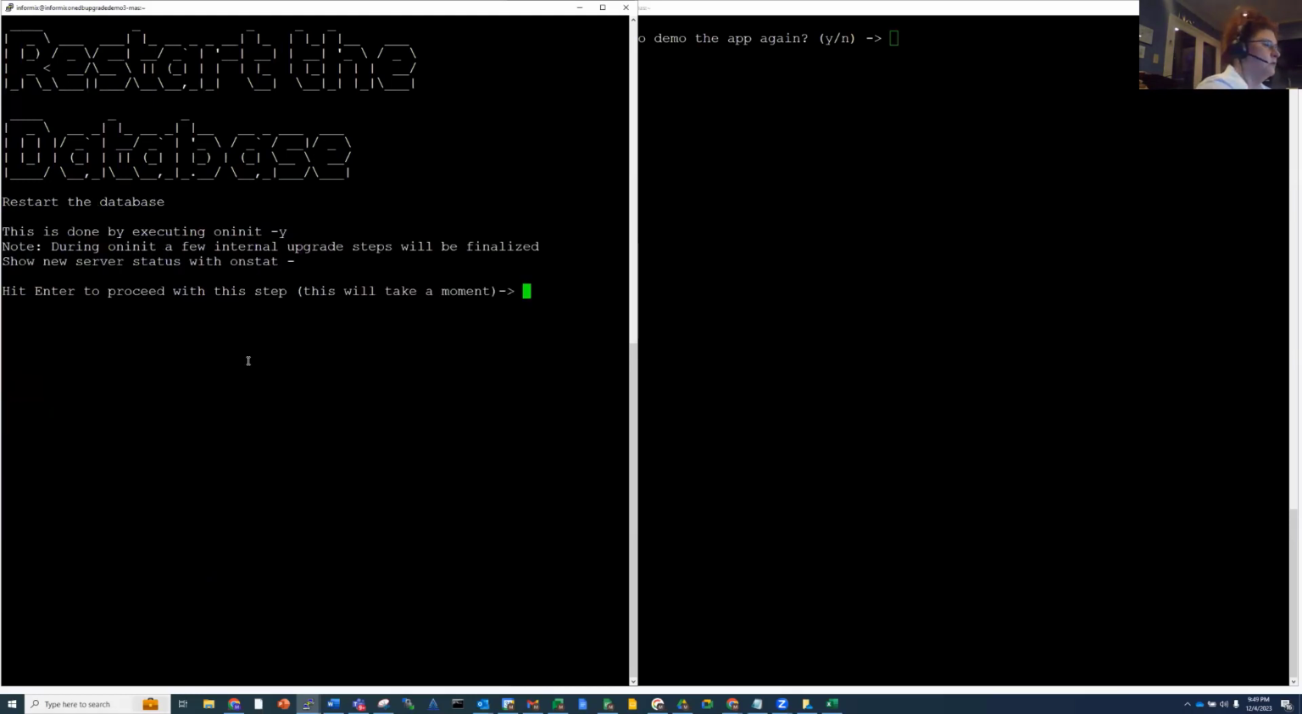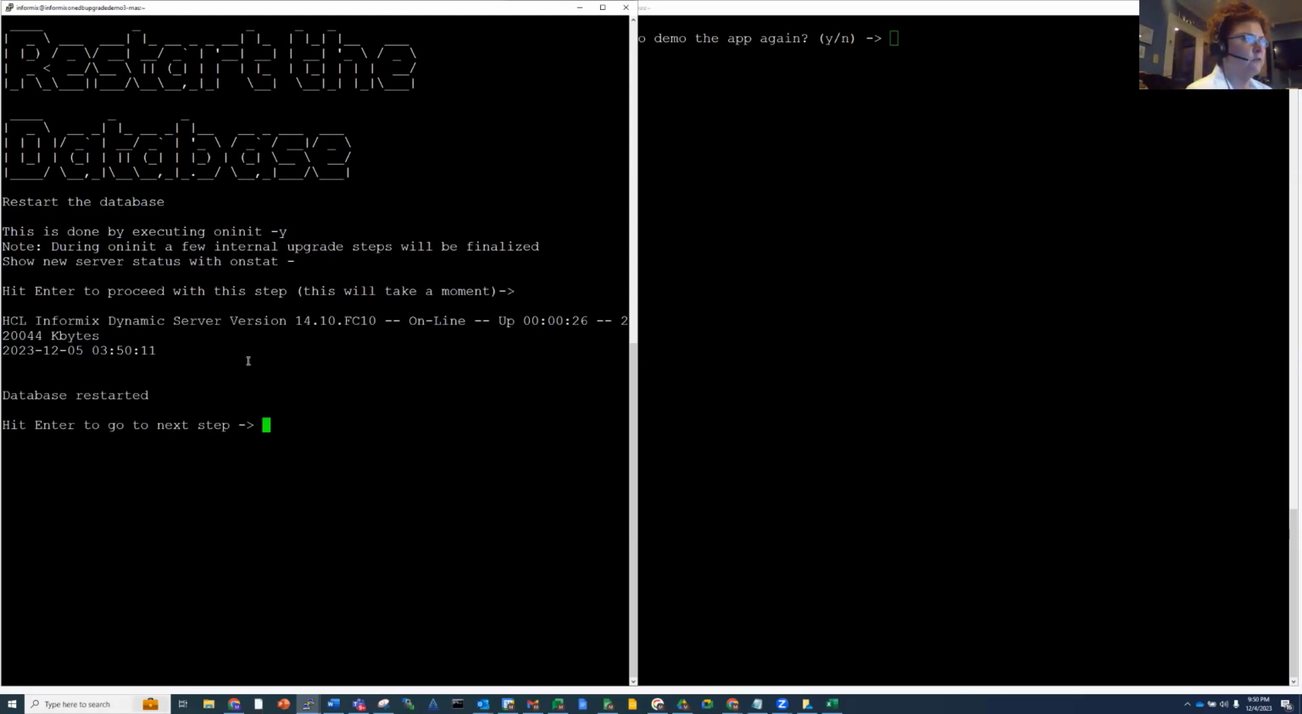Okay, we're going to go to the next step. I'm going to restart the database with an oninit -y. This will take just a little moment. So you can easily upgrade your database during a small batch window over a weekend or a convenient time like that, just as you would any other upgrade of the Informix software. Okay, you can see now that we're running HCL Informix Dynamic Server version 14.10.